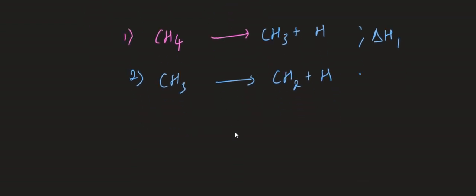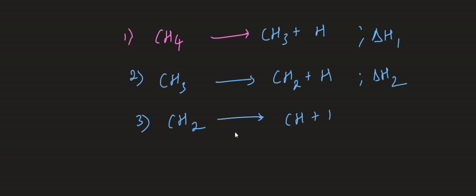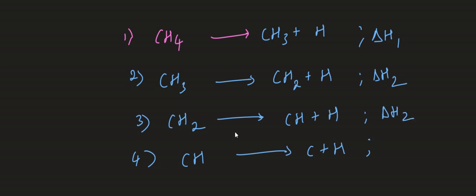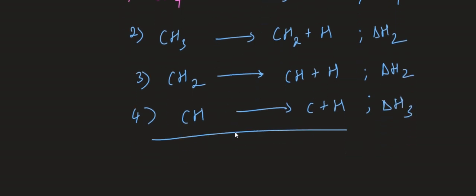Okay, now what we can say here, let the delta H value be delta H2. Next, in the third step, CH2 gives rise to CH plus H, and in the fourth step, CH gives rise to C plus H. So one by one you have to break it. This is delta H2 and this is delta H3. Now I want a complete thing.